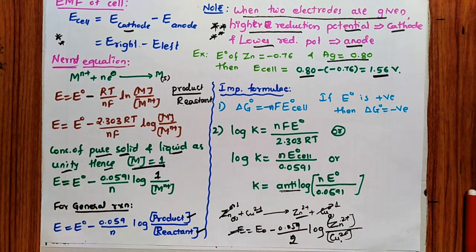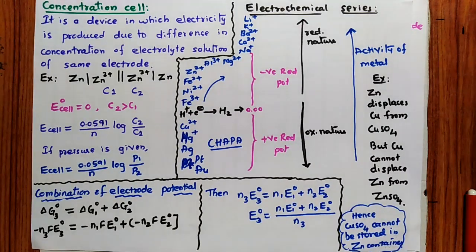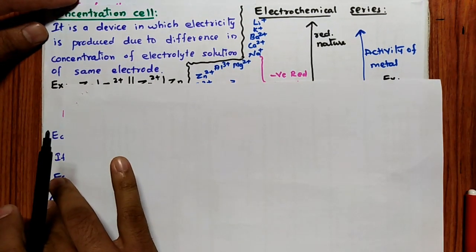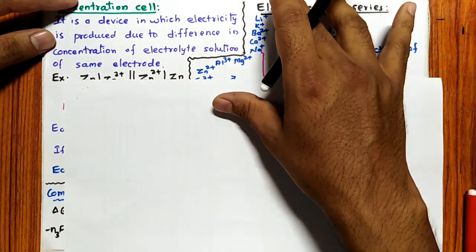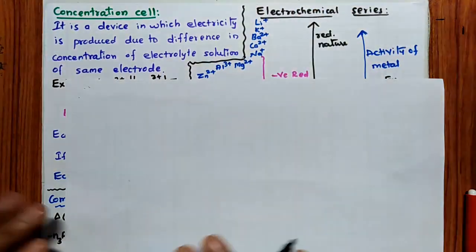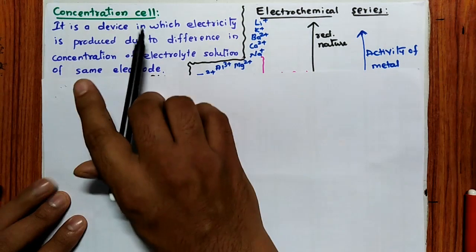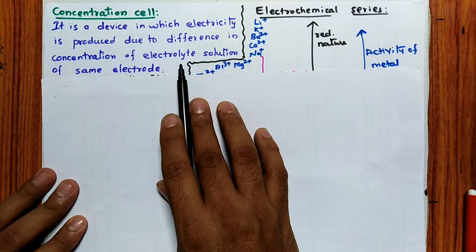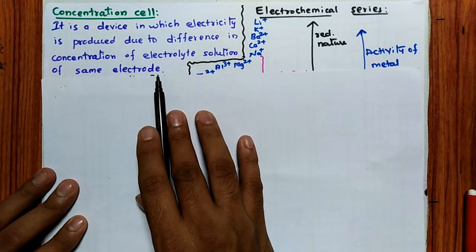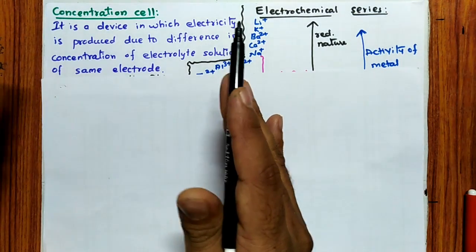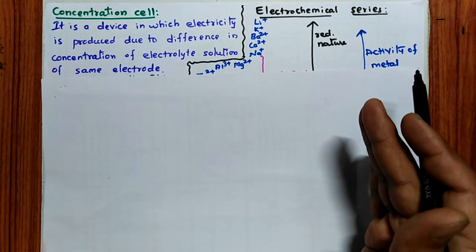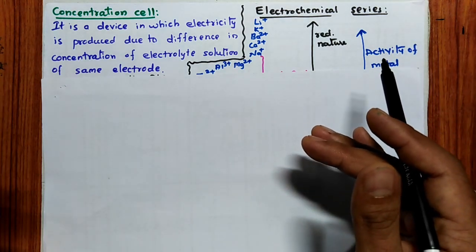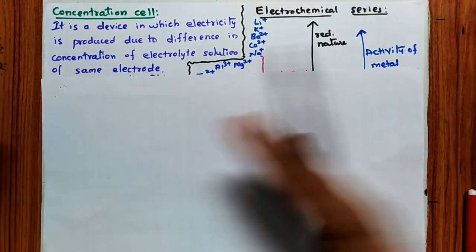So next we'll move to another important point, that is the concentration cell. Generally the concentration cell is important for the NEET or JEE exam. So what is a concentration cell? A concentration cell is a device in which electricity is produced due to the difference in concentration of the electrolytic solution of the same electrode. So the same electrode is there, right side and left side both will be zinc, for example, and zinc sulfate will be the electrolyte, and the concentration of the zinc sulfate is different in both.